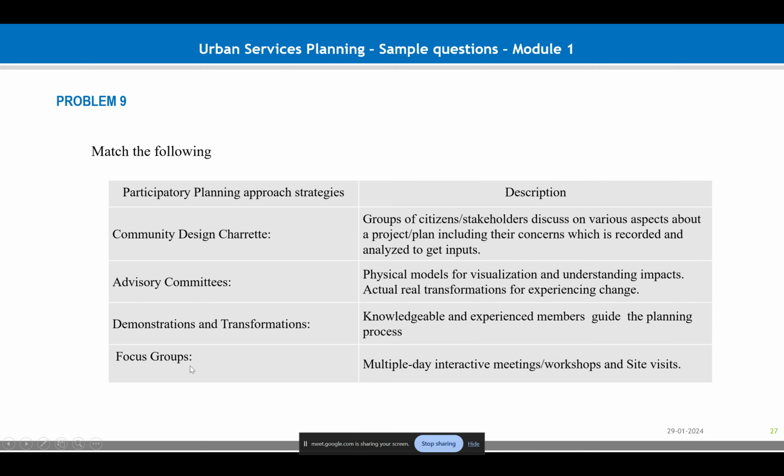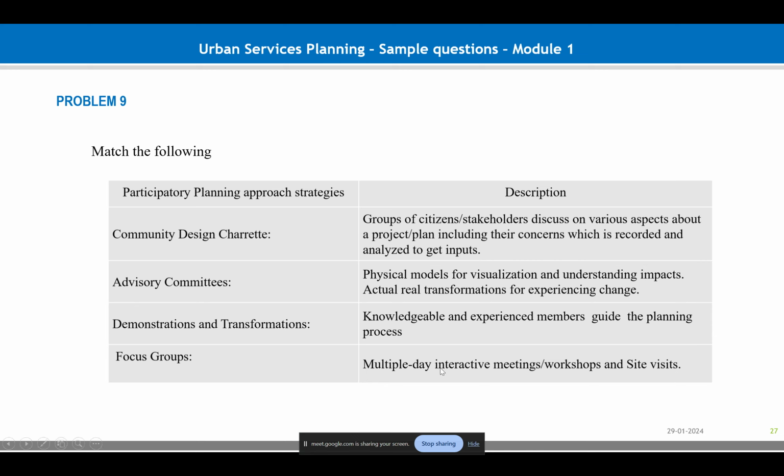Then we have, last, focus group discussions. So that comes under this one, stakeholder discussions on various aspects. Focus group discussions are a very common method of understanding what people want. So that's not only used in this participatory planning approach, but it's a standard research methodology which is used in order to understand people's perception about certain things. So an idea is introduced. So what happens is multiple people are put together.